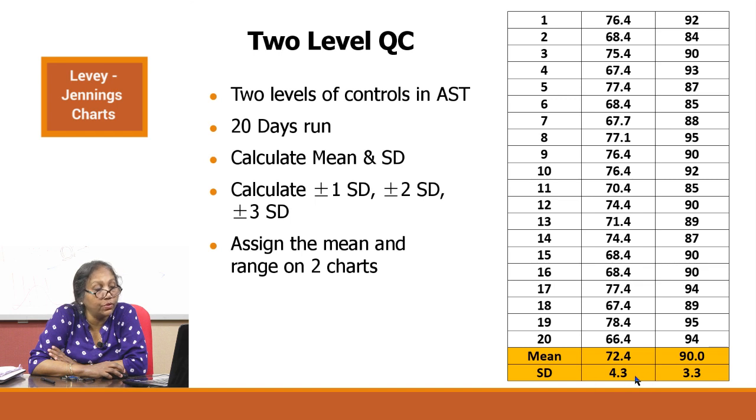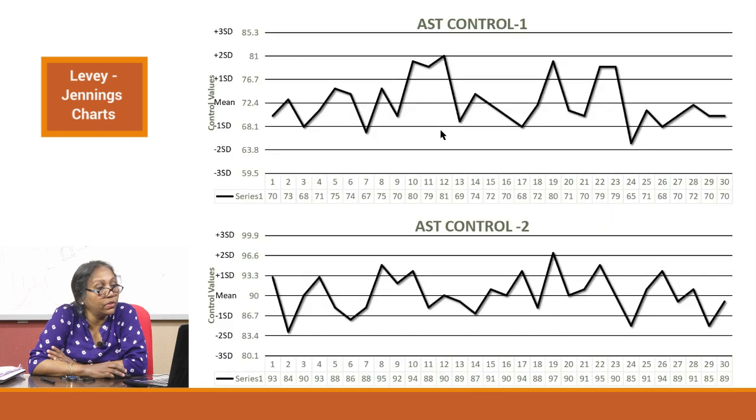And then you calculate the 2 SD here, and then you assign it on a chart. And then you start plotting. So this is like the L1 chart. The mean has been assigned, the SDs have been assigned, the limits have been assigned. Similarly in this case, you start plotting the values after you assign your mean and your SDs. So you may be a little confused now: how do I wait for 20 days, or for a minimum number of runs, to assign the value?